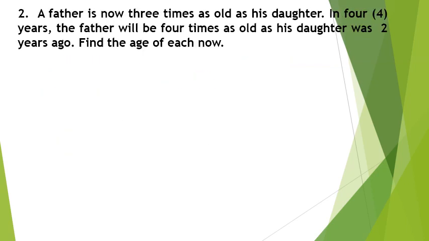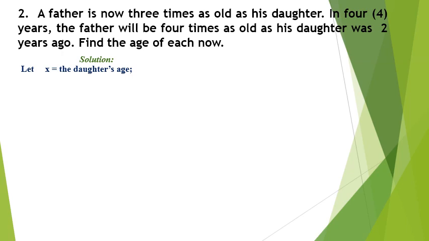Now for the second and the last problem for our self-test, allow me to read this. A father is now 3 times as old as his daughter, and in 4 years the father will be 4 times as old as his daughter was 2 years ago. Find the age of each now. In this problem, we are asked to find the present age of the father and his daughter. Hence, we now have these conditions as part of our solution.